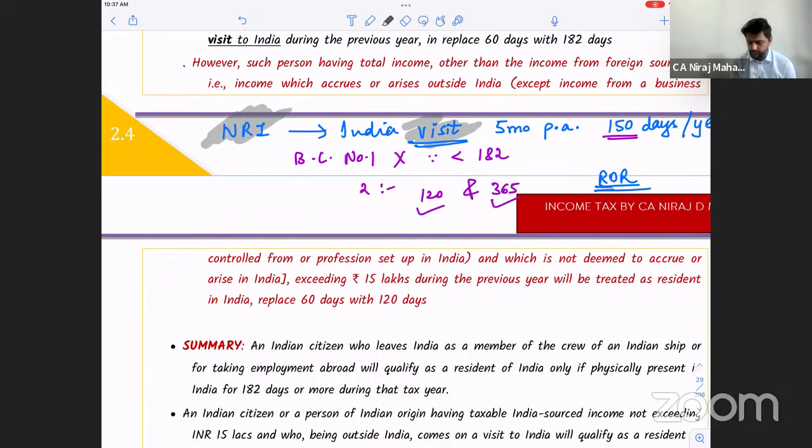So what is the problem? As soon as a person is ROR, what happens? Global income is taxable in India. So even if he's visiting India for 5 months, but remaining 7 months he's earning outside India, even that income is now taxable in India. Tell me, understood or no? Nitin, Kushbu, Vansi, Indrajit, Tejal, and others, whoever are there.